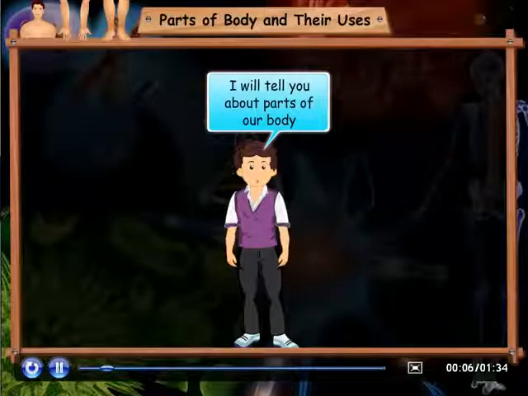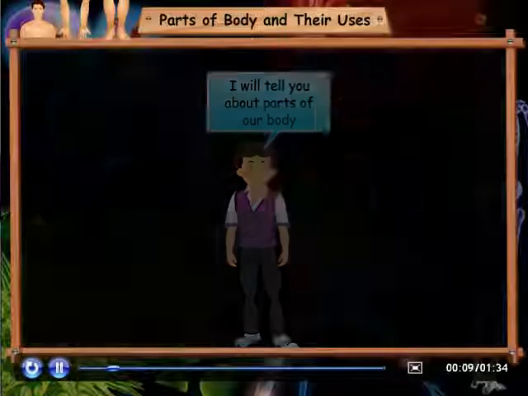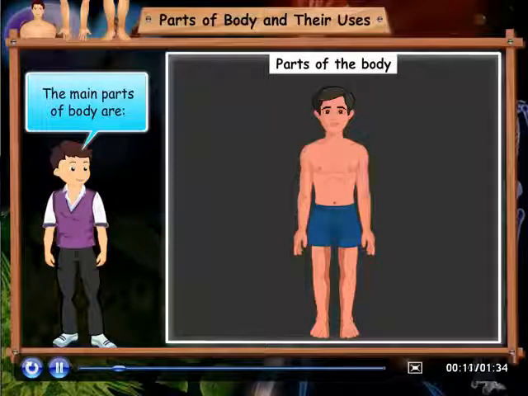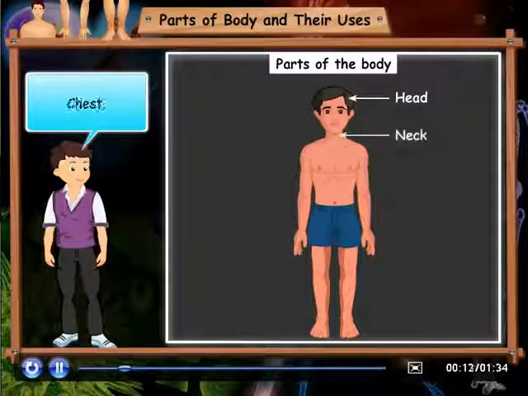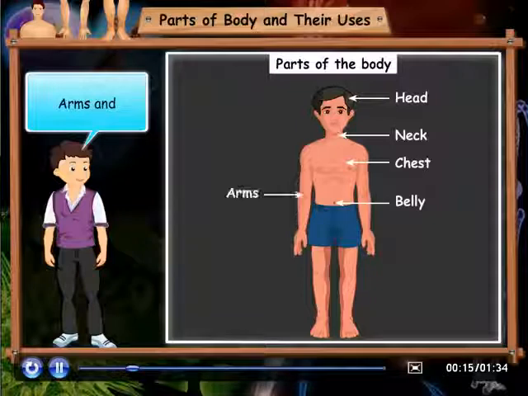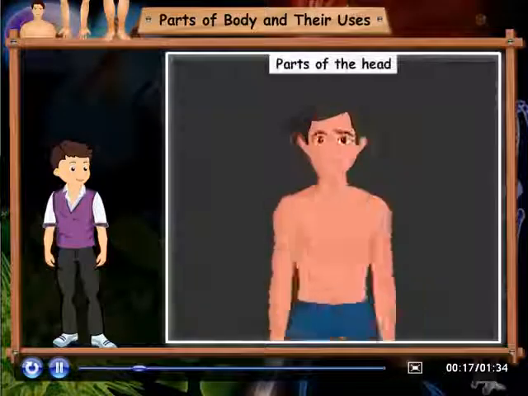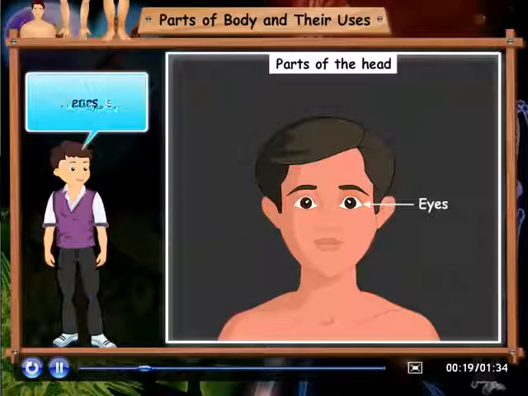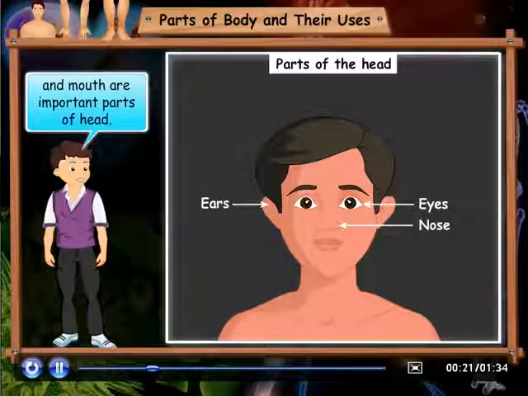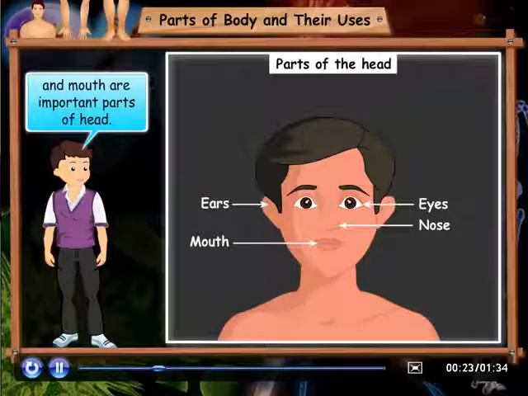I will tell you about parts of our body. The main parts of our body are head, neck, chest, belly, arms and legs. The eyes, ears, nose and mouth are important parts of a head.